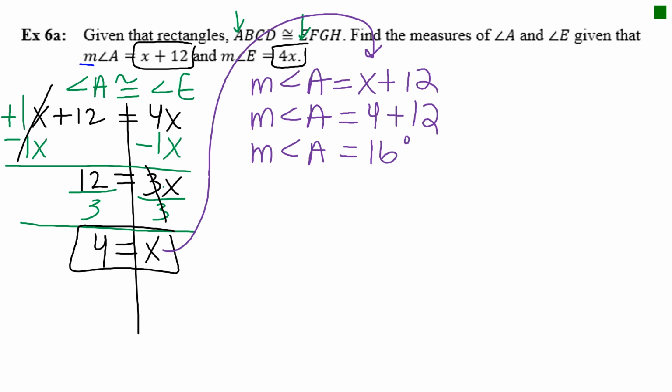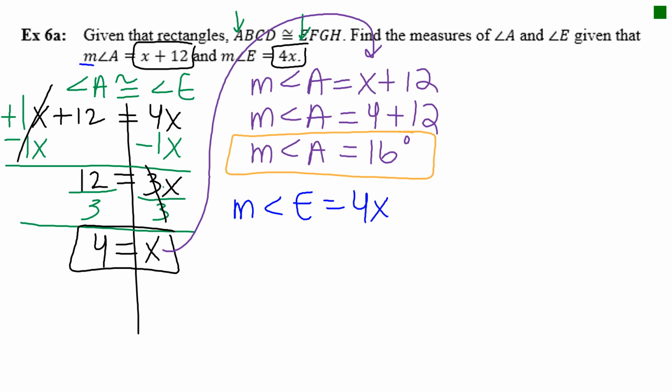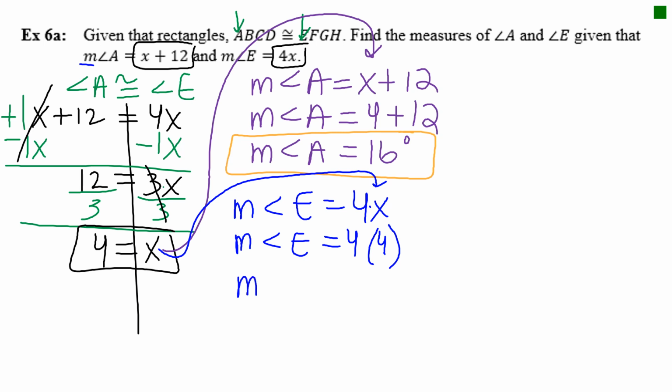Degrees, because we're talking about angles and that's how they're measured. Now we need to find the other angle, angle E. We were told that the measure of angle E is equal to 4x. Wherever I see x, I'm going to plug in a 4. This time it will be in parentheses because there's a 4 in front of it, which tells me that these two need to be multiplied. So the measure of angle E is equal to 4 times 4, which gives me the final answer. The measure of angle E is going to be 16 degrees as well.